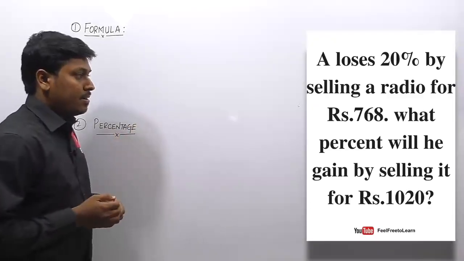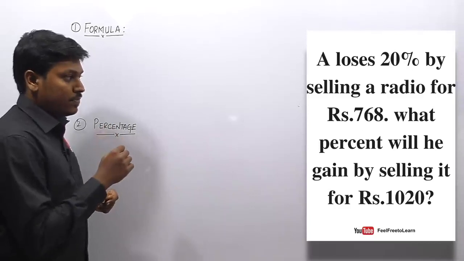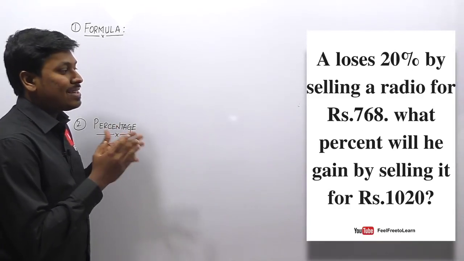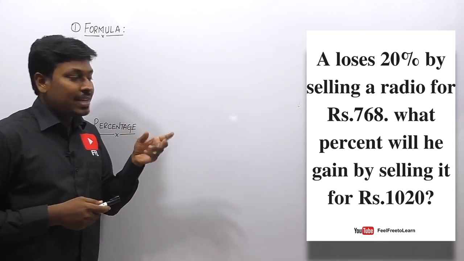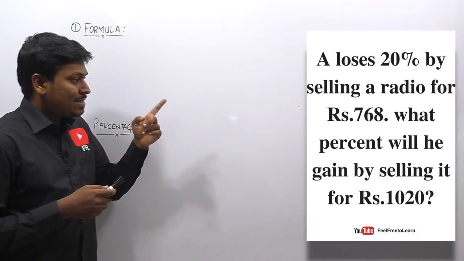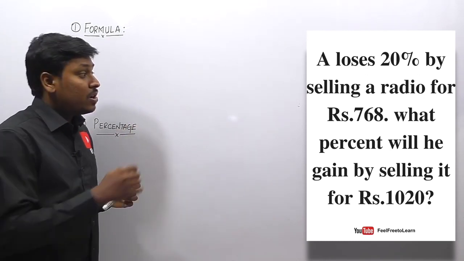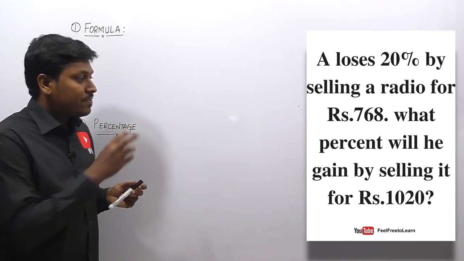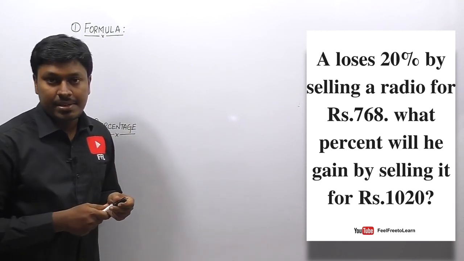Question number 9. A loses 20% by selling a radio for rupees 768. So what percent will he gain by selling it for 1020? So friends, it's a simple question. First of all, A is selling a radio for 768 rupees and he found that it's a loss of 20%. So now what he decided is, he decided to sell it for 1020 rupees. So if he sold it for 1020 rupees, our target is to find what is the gain percentage.